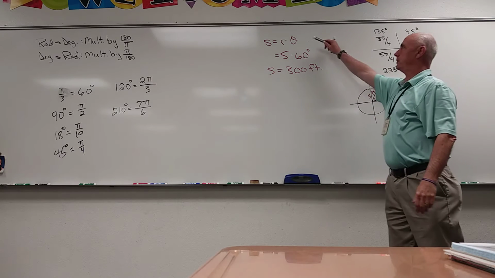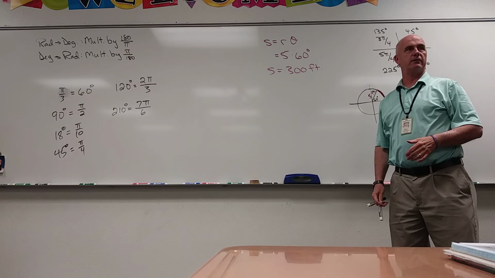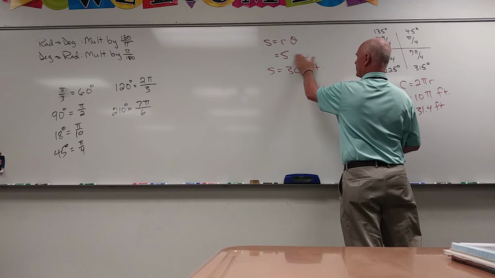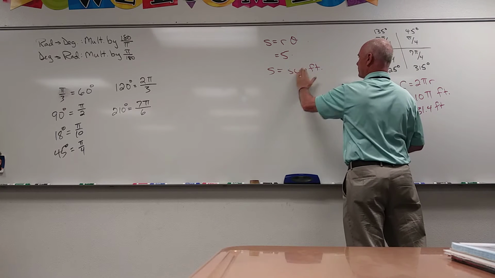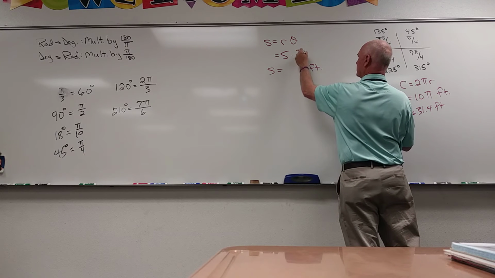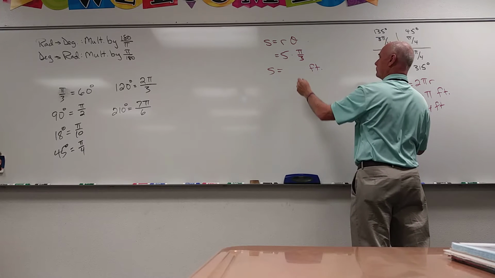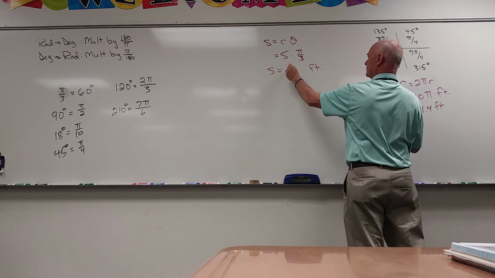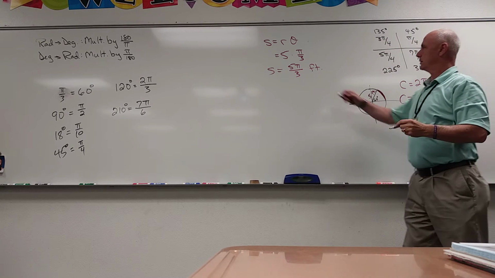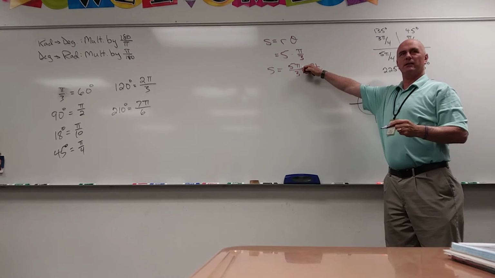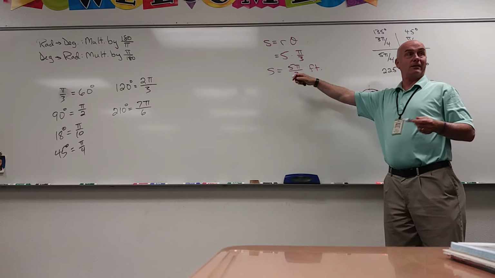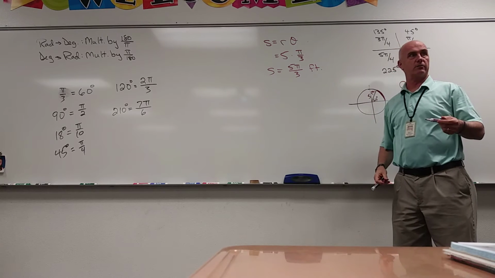To use this formula, theta must be in radians. So if instead of 60 degrees, we use the radian version, which is pi over 3, then we'd get an answer of 5 pi over 3. Since pi is somewhere around 3, then our answer should be somewhere around 5.